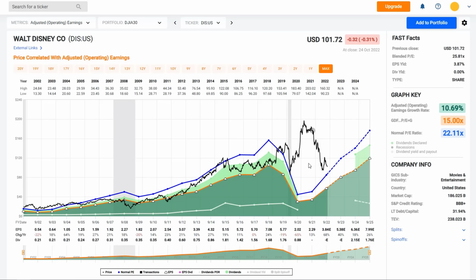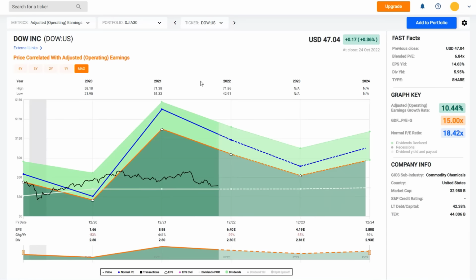But the point is, the earnings have fallen off a cliff and they are expected to start recovering again. So I would call Disney a speculation. You're looking for the dividend to be reinstituted, et cetera. But that's Walt Disney. The next stock is Dow Jones itself, or the Dow company.